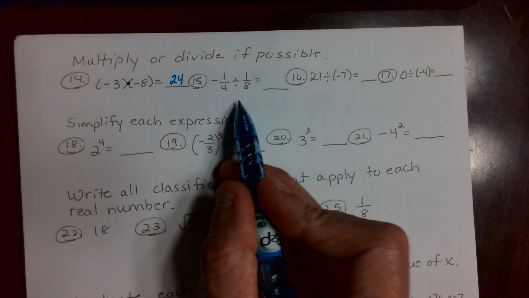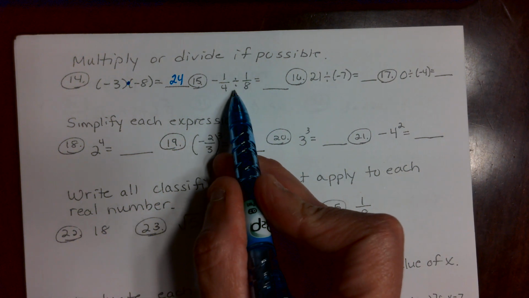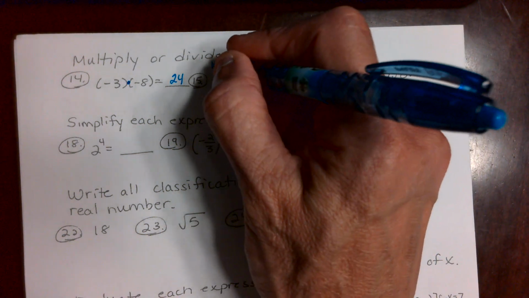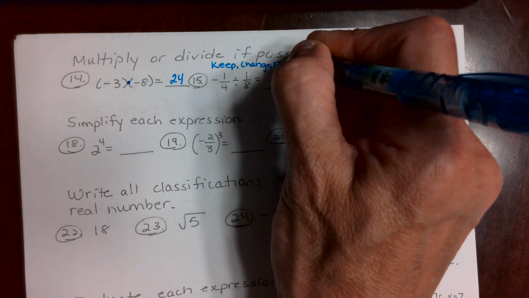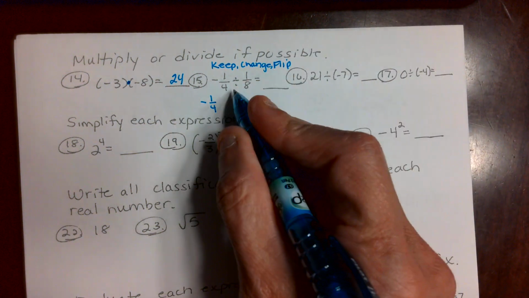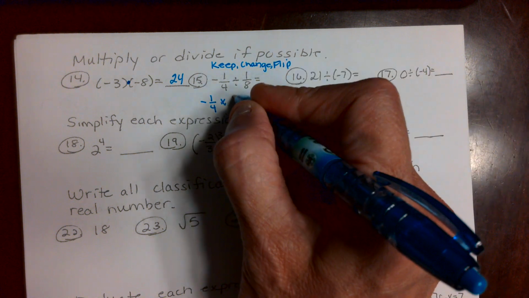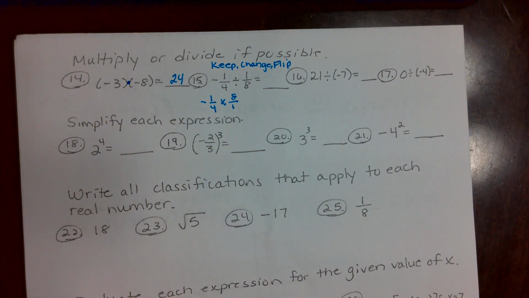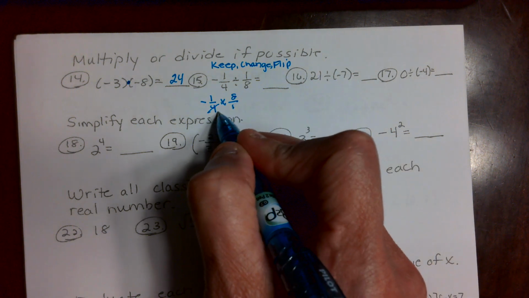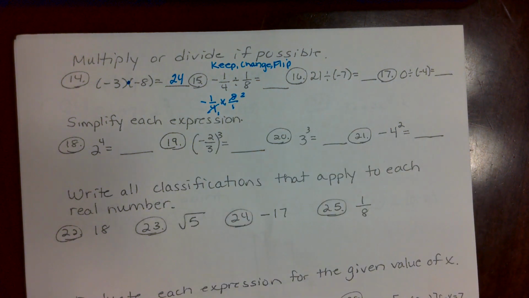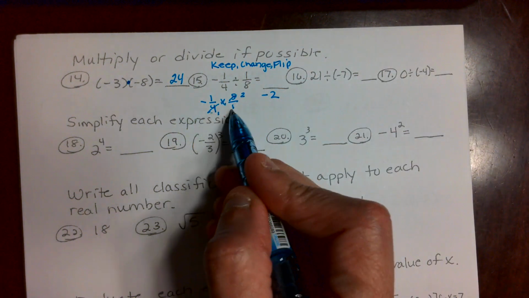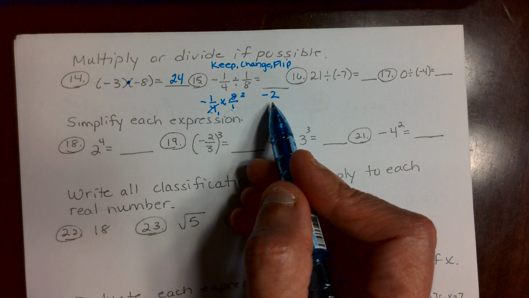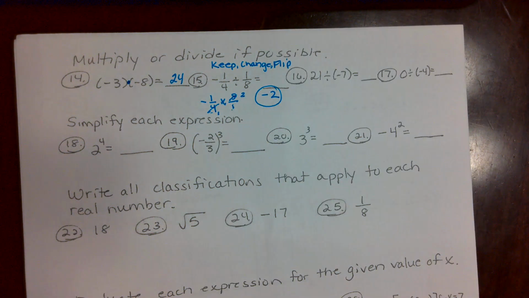Now, we went through a whole day of refreshing fraction work. Dividing fractions. Remember? Keep, change, flip. We keep the first one. We change from a division to multiplication, and we flip or take the reciprocal of the second one. Now we can cross cancel. 1 and 2. Multiply across the top. Negative 1 times 2 is a negative 2. 1 times 1 is 1 on the bottom. Do I need to write that? No. All right, go to the next one.